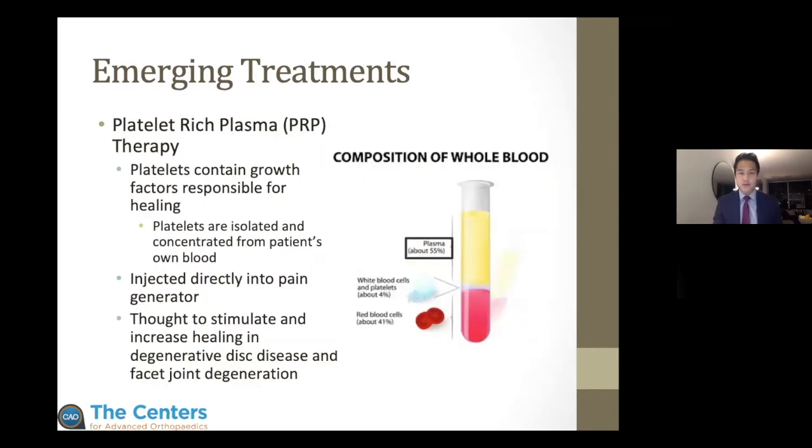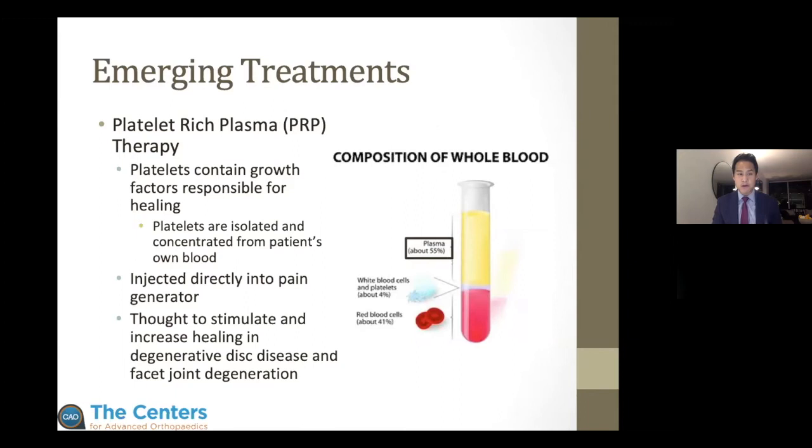Another emerging treatment option we have is platelet-rich plasma or PRP therapy. In your blood, you have what constitutes plasma. And in this plasma, you have your platelets, which are typically responsible for causing blood clots and clogging up any sort of cuts you have in your body. But they've also been shown to have a healing property to them.